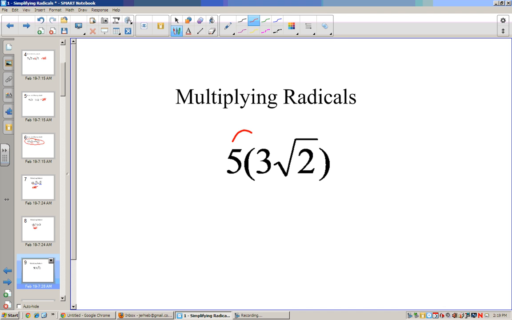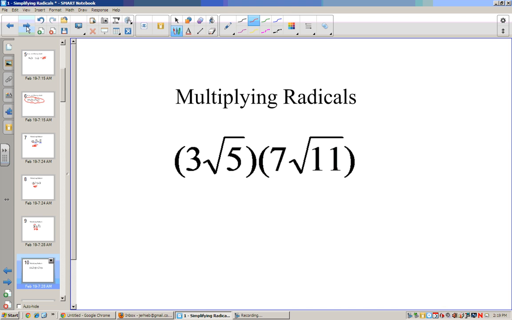Now when I multiply these, I can multiply the 5 times the 3, but since that's outside, you can't multiply that to the 2. So this will be 15 times the square root of 2. Now here the 3 can multiply by the 7 to get 21, and the root 5 can multiply by root 11 to get square root of 55.